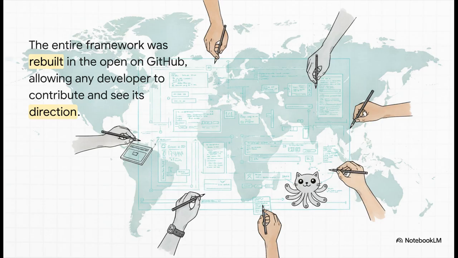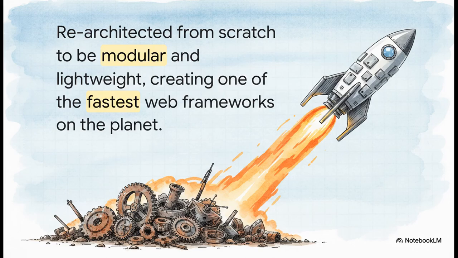Any developer on the planet could now read the source code, suggest changes, and actually be a part of its future. This was a massive cultural shift. And finally, the third promise, and a huge one for a lot of people, pure performance. By starting over, they could obsess about speed. They re-architected everything to be lightweight and modular, creating one of the absolute fastest web frameworks out there.